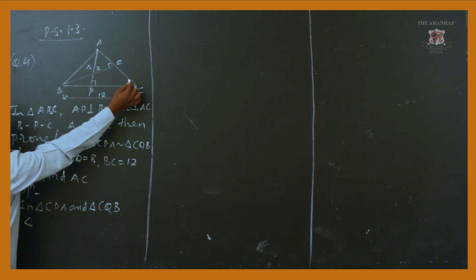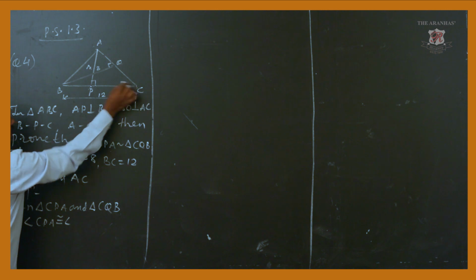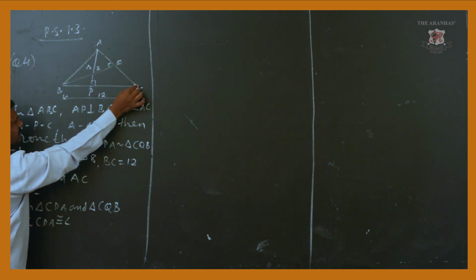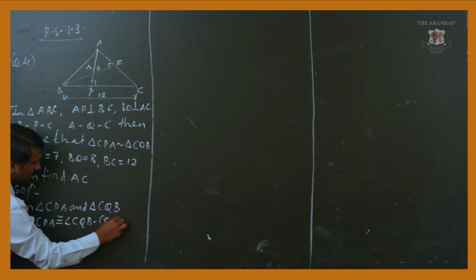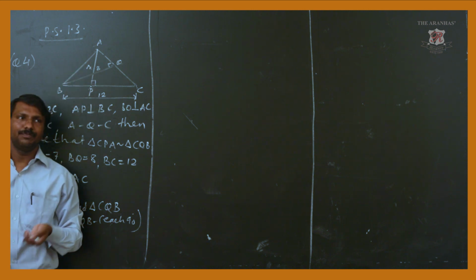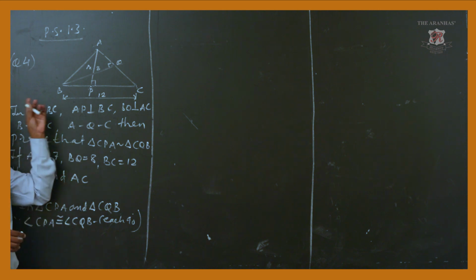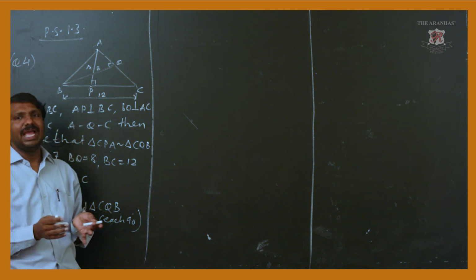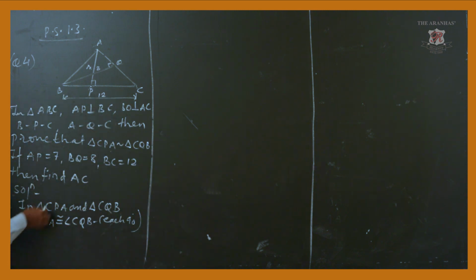Here we can show in triangle CPA, angle CPA is congruent to angle CQB. Write the reason: because each one is 90, and we studied already the Euclid's postulate, as we discussed in standard 9. He said every right angle is congruent to each other. So according to the postulate, angle P and angle Q are congruent to each other.